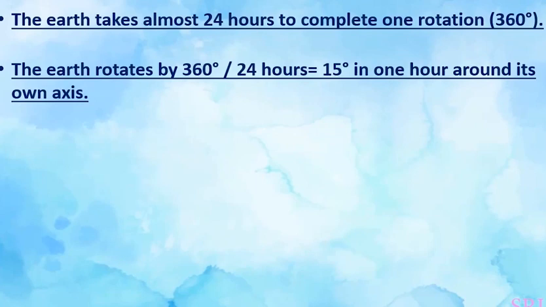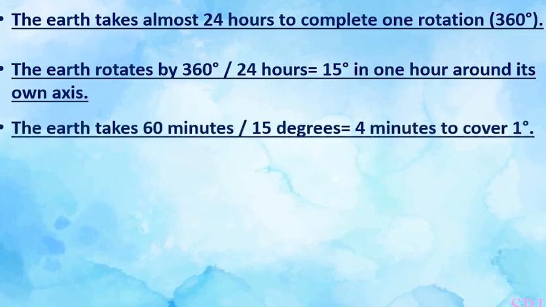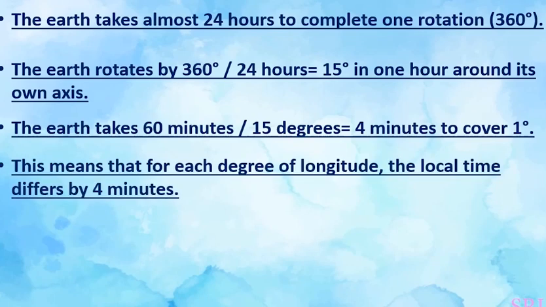So the earth takes 1 hour to cover 15 degrees. The earth takes 60 minutes to cover 15 degrees. Now let us divide 60 minutes by 15 degrees. So the answer we get is 4 minutes. So the earth takes 4 minutes to cover 1 degree. This means that for each degree of longitude, the local time differs by 4 minutes.